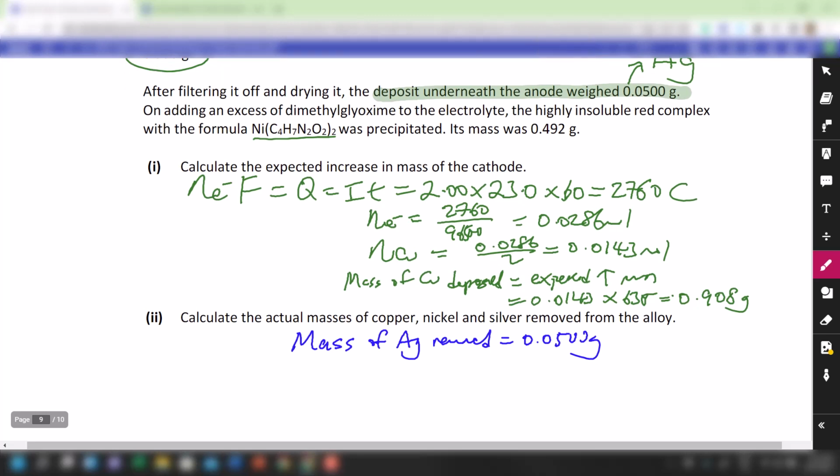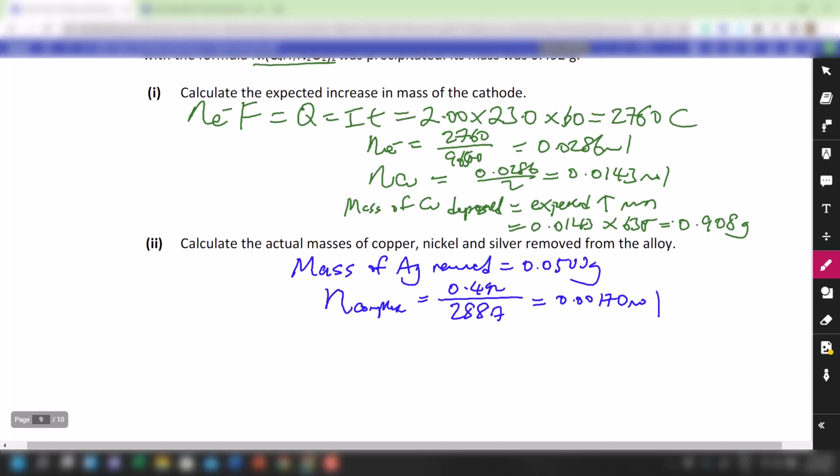So we can calculate the number of moles of complex. That will be 0.492 divided by the relative molecular mass. We can just use the calculator and sum it up. We should be able to get 288.7. Then we'll end up with 0.00170 moles, or you should write it as 1.70 times 10 to the power minus 3 moles.